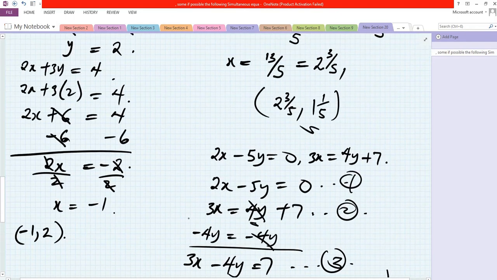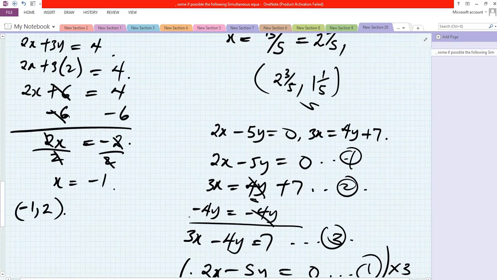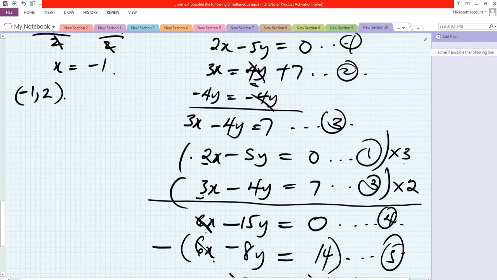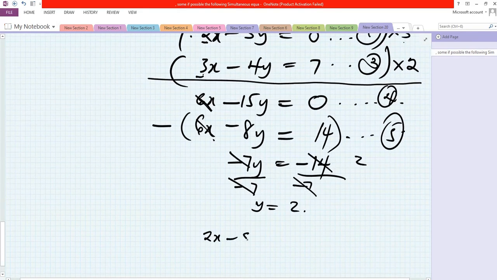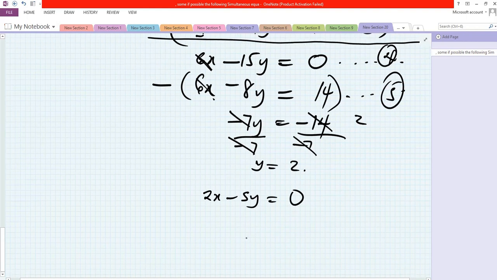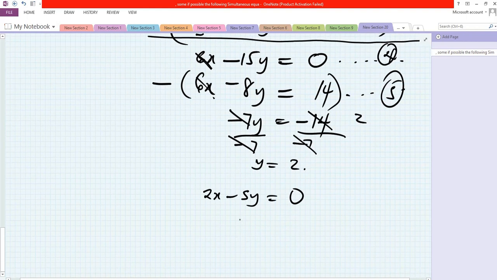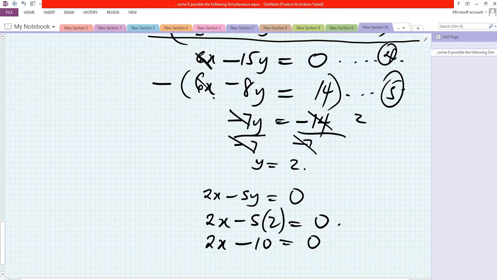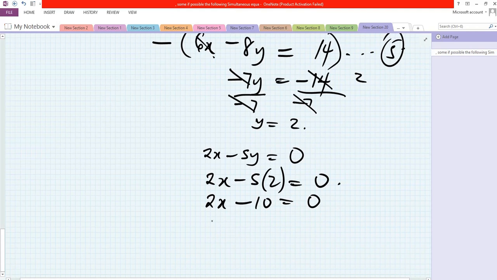Now substituting y equal to 2 into equation 1, you have 2x minus 5y equal to 0. Anywhere you see y, you replace it with 2. So you have 2x minus 5 times 2 equal to 0, so you have 2x minus 10 equal to 0. To remove this, you add plus 10 to both sides.